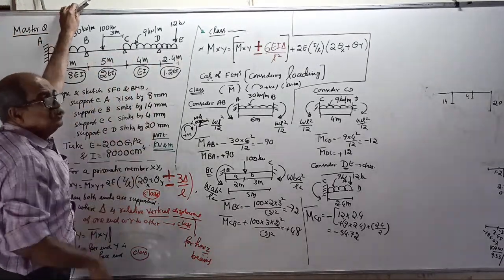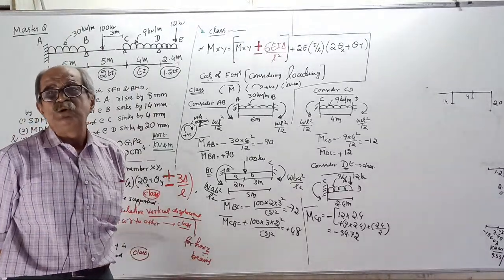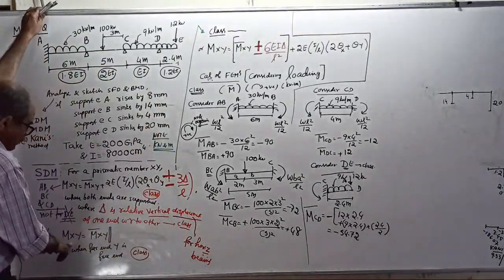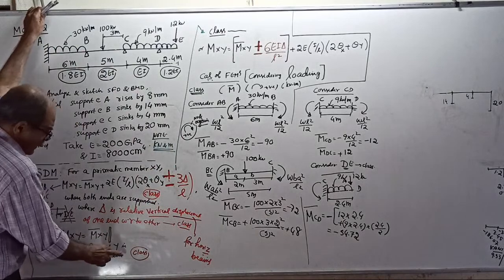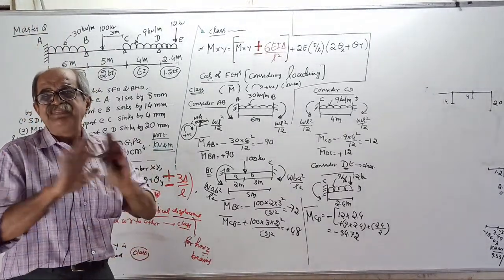Okay, now you also know that when the far end is free end, MXY equal to M bar XY, that's all. MXY equal to M bar XY when far end is free end, class. That's all. Delta, nothing like that.